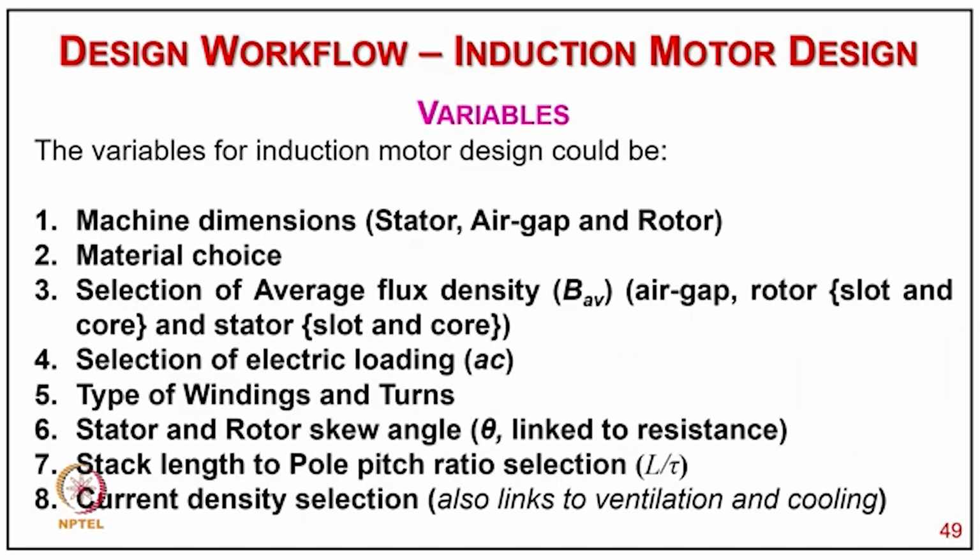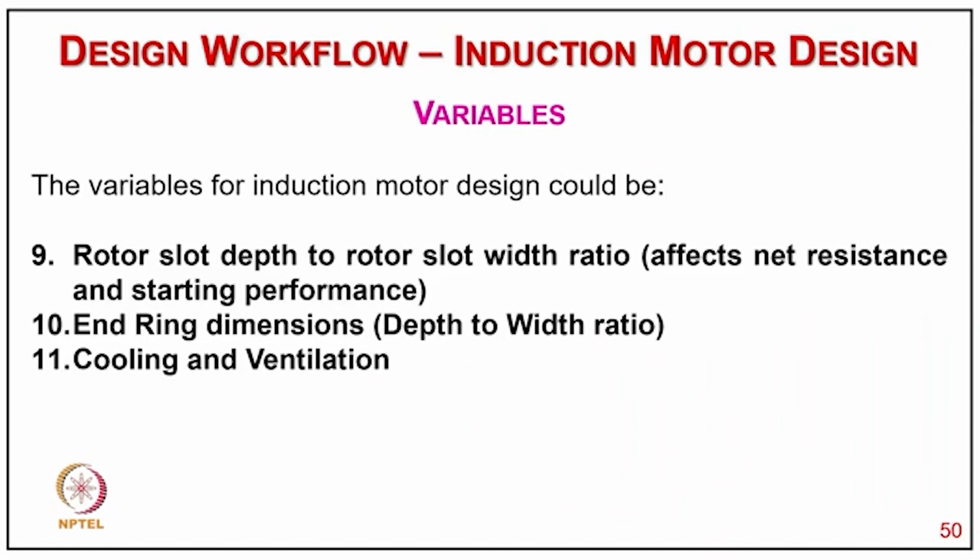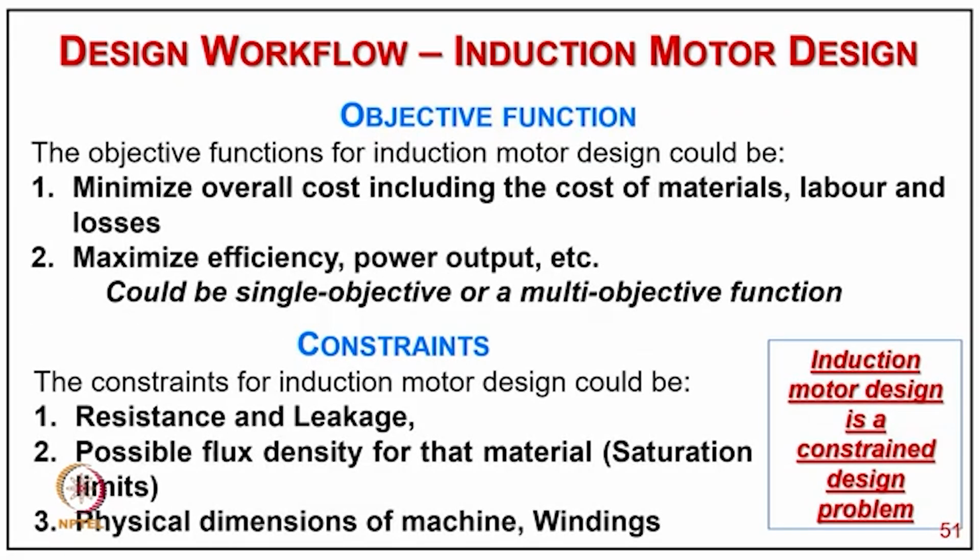Current density is linked to the ventilation and cooling, the type of cooling, and the rotor slot depth to width ratio, the aspect ratio, which affects resistance and starting performance, because it decides the leakage reactance as well as the resistance. The cooling and ventilation correspond to the temperature rise of the machine, and how good the ventilation is depends on the speed at which the motor is running. So these are some factors.